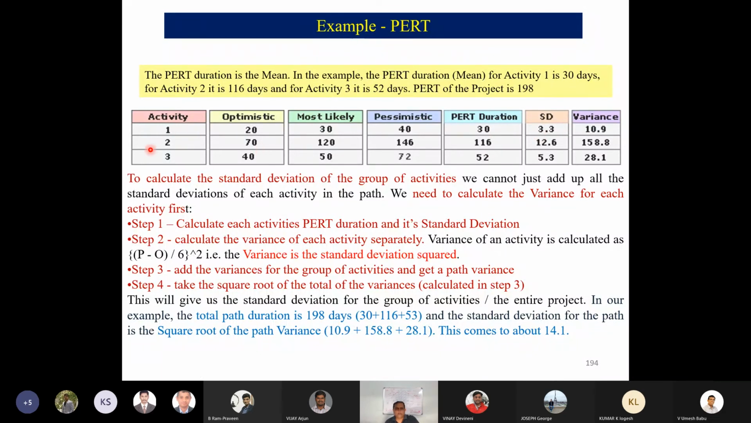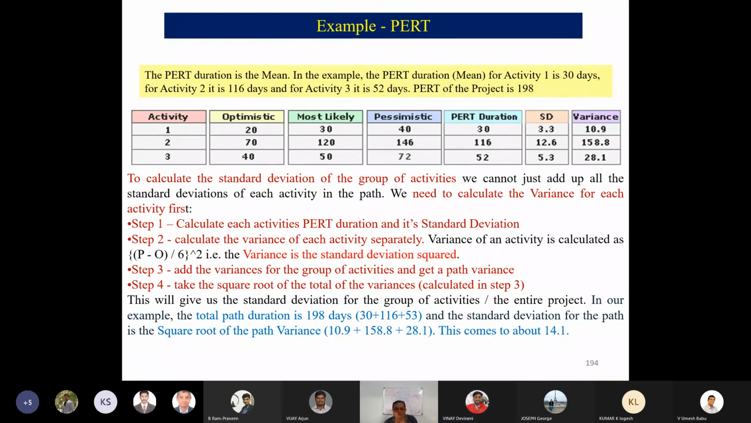But what is the standard deviation of the PERT? Can I simply add up the standard deviations of these activities? Will that be correct? No. So if you remember, how many of you remember the formula for standard deviation from class 8? What is the formula for standard deviation? P minus O by 6.